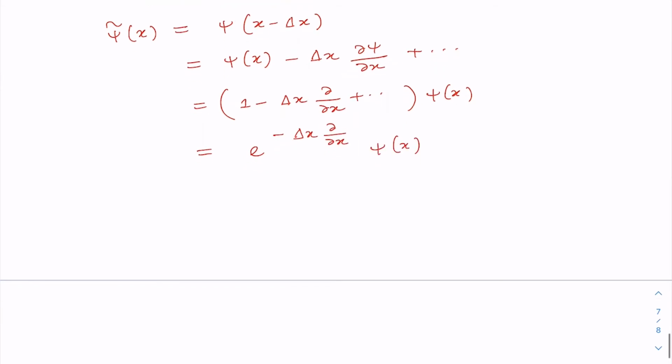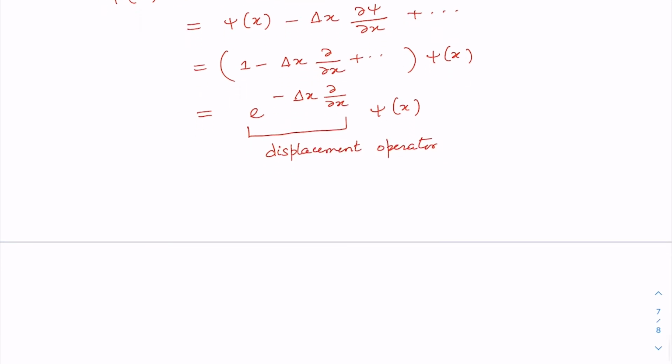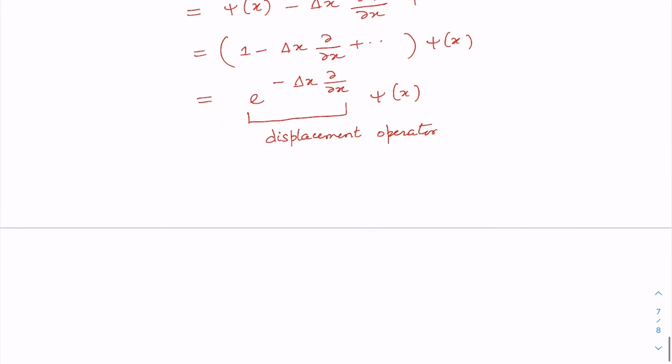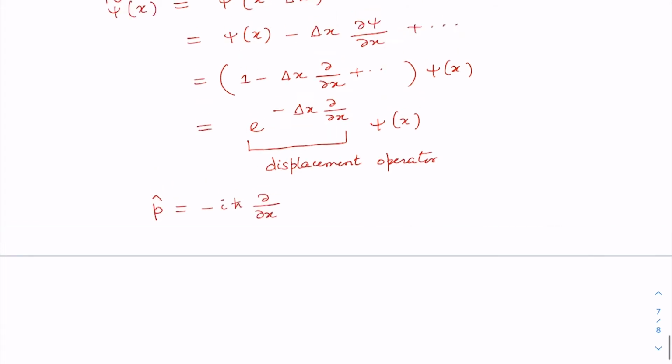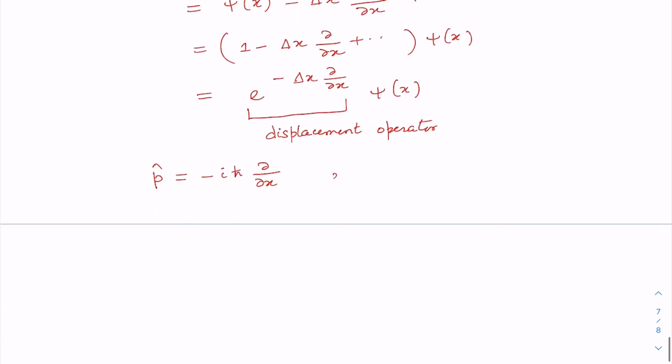So you see, this is the so-called displacement operator I am talking about. This is what the displacement operator is. Let me make it more formal, because you know that quantum mechanically the momentum operator is defined as minus i ħ ∂/∂x. Here I am talking about displacement along only one direction, the x direction. Generally, if it is three-dimensional, then I will have minus i ħ times the gradient.